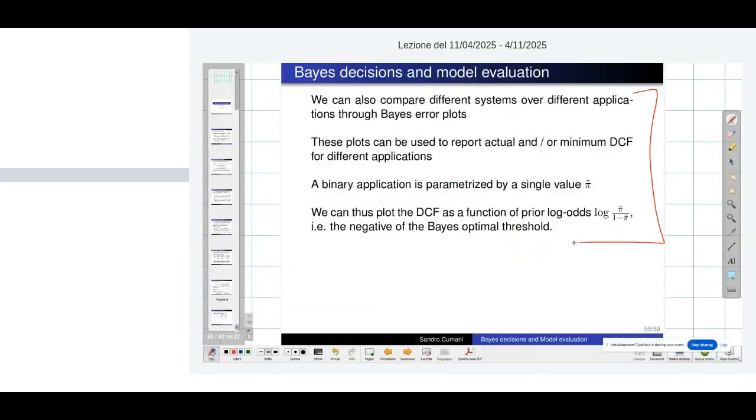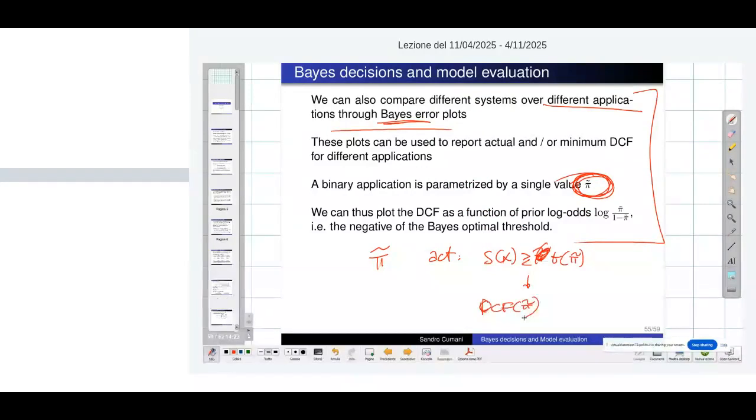Finally, as I said before, having for binary problems a single value allows us to compare systems over different applications with plots that are called Bayes error plots. As I said before, these are plots where we parameterize an application by a prior pi tilde, and then given an application for a prior pi tilde, we can compute the corresponding minimum and actual DCF with the two procedures. Actual DCF means we take the scores, we compare them with the threshold that depends on pi tilde, and then we compute the DCF using pi tilde as metric.